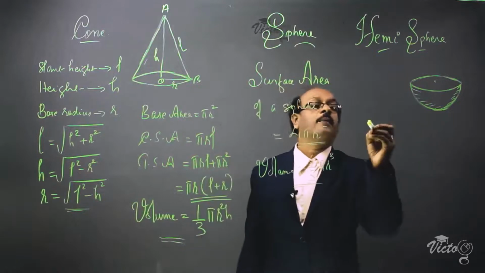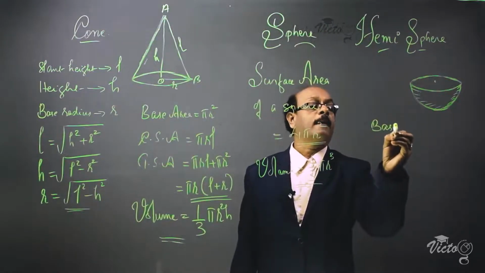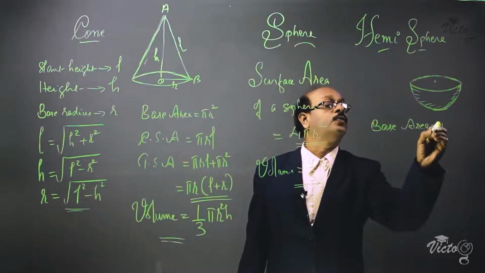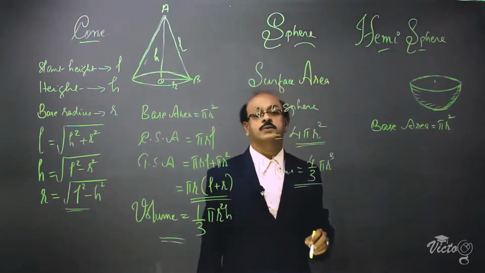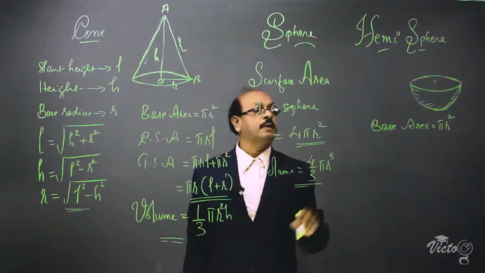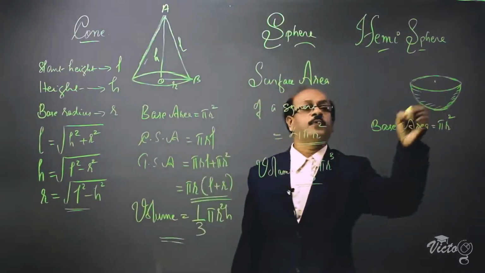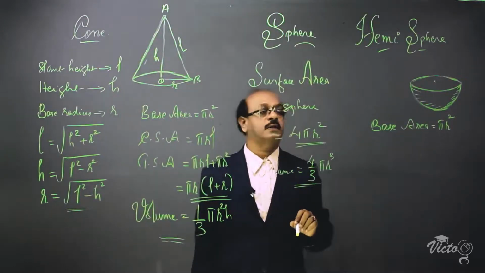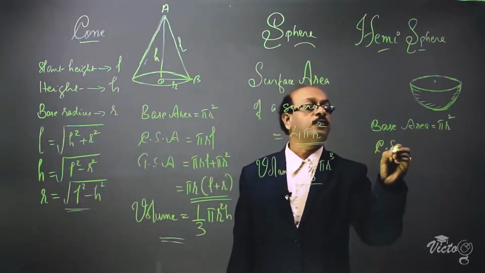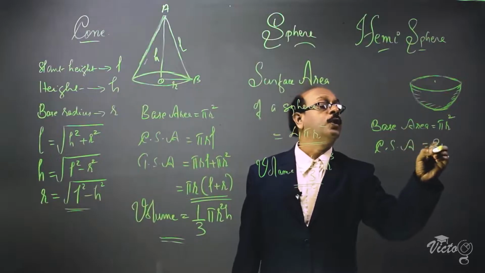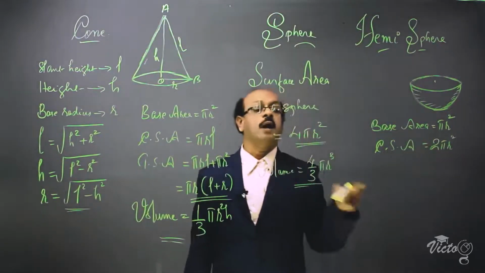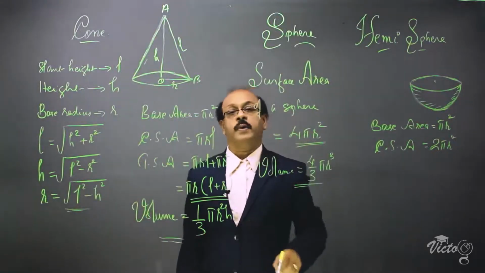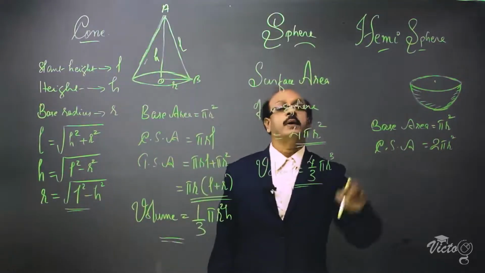So, here is the base area. This is the base of a hemisphere. Base area is equal to pi r square, which is the area of a circle. And this is the curved face, so curved surface area, CSA, is equal to 2 pi r square. That means half of the surface area of a sphere. Surface area of a sphere is 4 pi r square and its half is 2 pi r square.